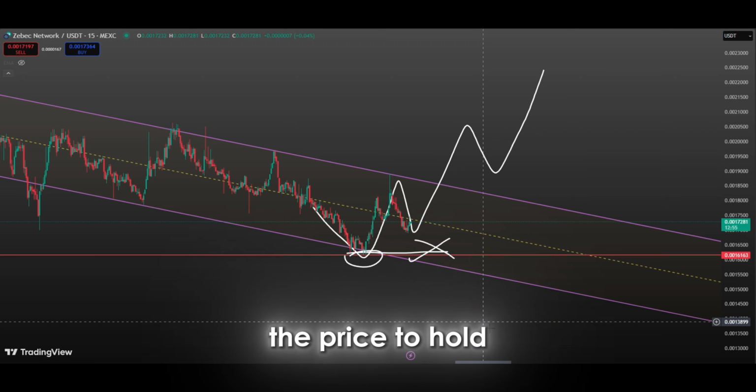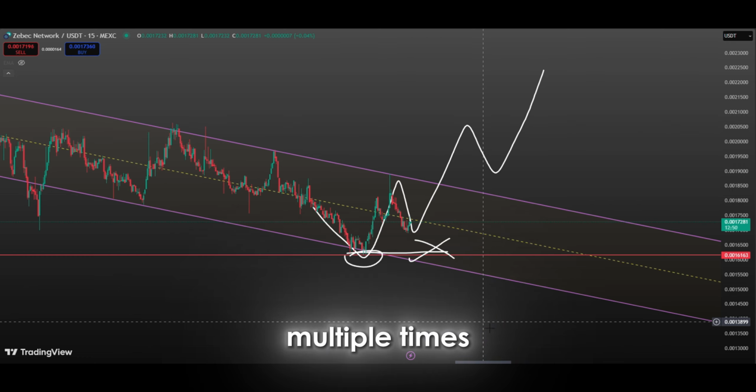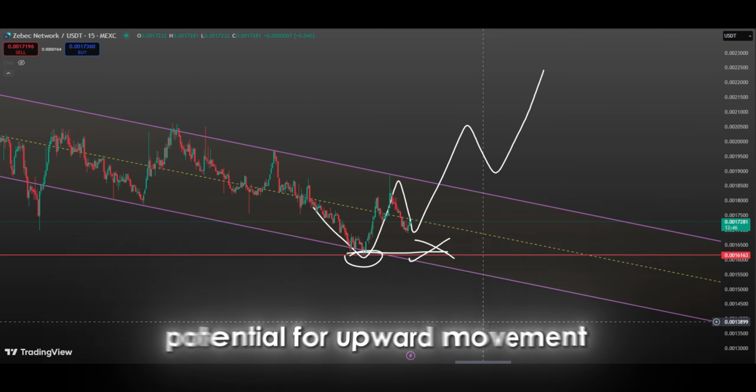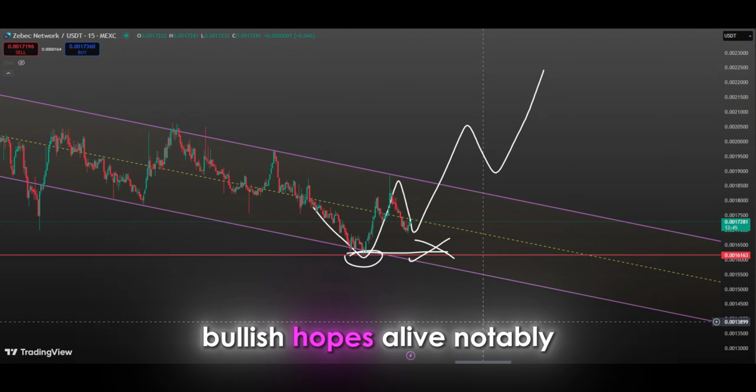The ability of the price to hold this critical bottom level also indicates the formation of a strong support zone. In technical analysis, support levels are areas where price halts its decline and reacts upward. If this support zone is tested multiple times and remains unbroken, it is considered a strong support. Price action staying above such a level generally has the potential for upward movement. Therefore, maintaining this level is a key factor in keeping bullish hopes alive.